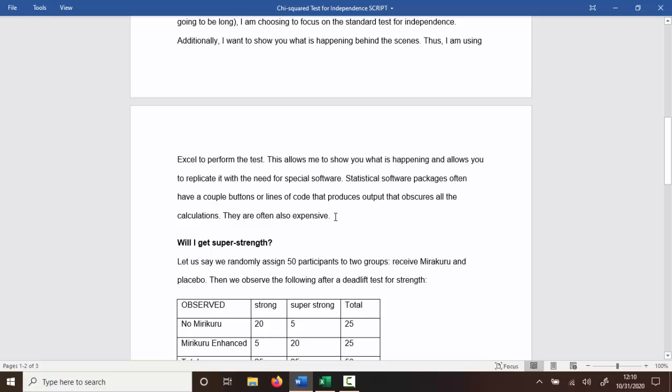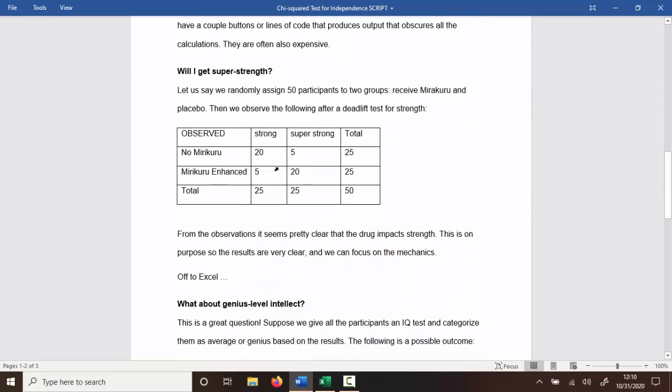All right. So back to our experiment. Will I get super strength? Let's say that we randomly assign 50 participants to two groups. One that's going to receive mirakuru and one the placebo. Then we observe the following after a deadlift test for strength.